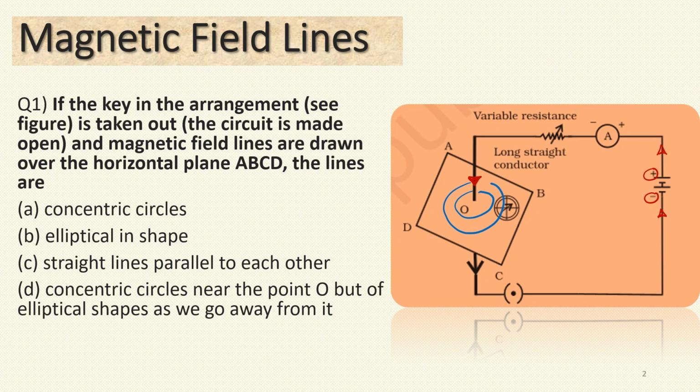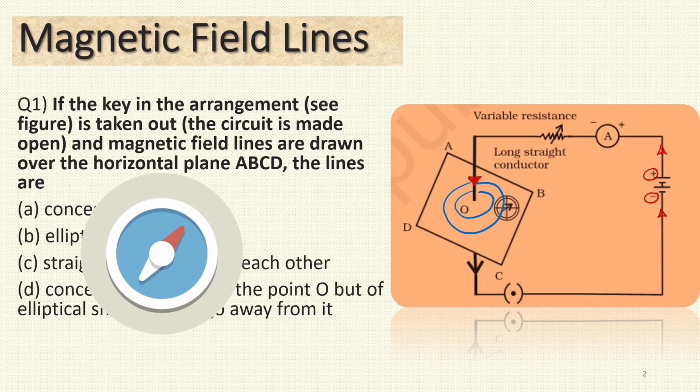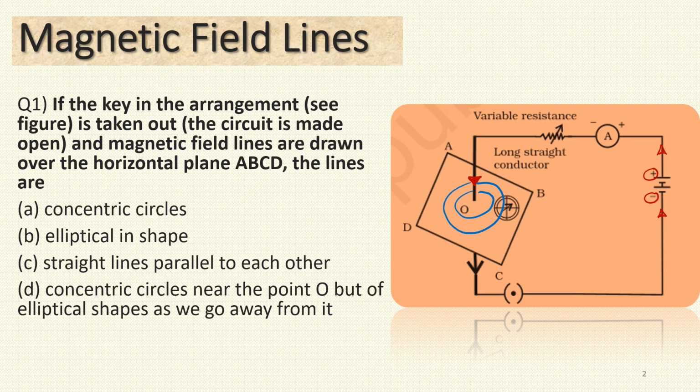And how do you get this? With the help of a compass, placing the compass at every point and noting the north of the compass. If you join all those points, the locus becomes a concentric circle. So on this board, the magnetic field lines will be concentric circles. Now, how to get the direction of concentric circles? The north pole of the compass will give you the direction at a given specific point on the concentric circle.